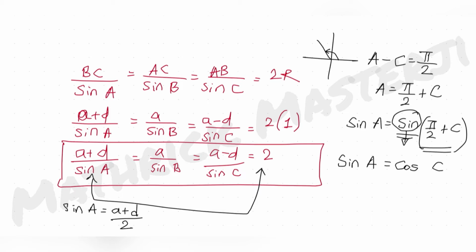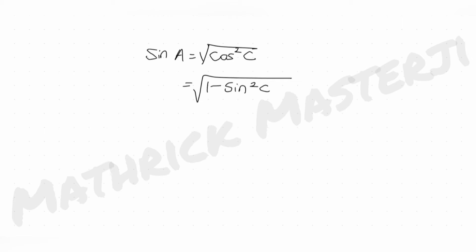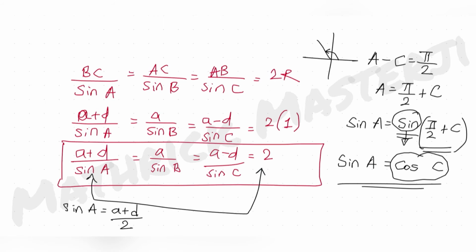And if I use this idea, cos C I can also write as square root of cos square C. And why I'm doing that, let's see. So sine A is equal to the square root of cos square C, which gives you cos C. Cos square C I can further write as 1 minus sine square C. And why I'm doing that, because from this I know sine A is (a plus d) over 2.